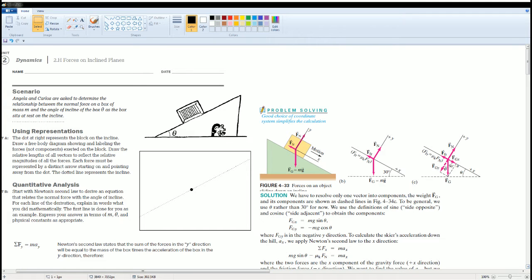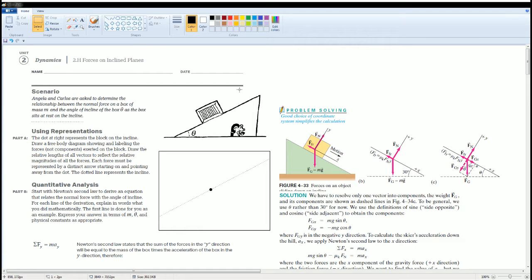Welcome to the AP Physics Workbook solution. Here we have Unit 2 Dynamics. The section is 2.H, Force on an Inclined Plane.